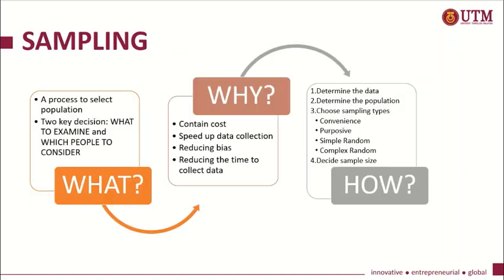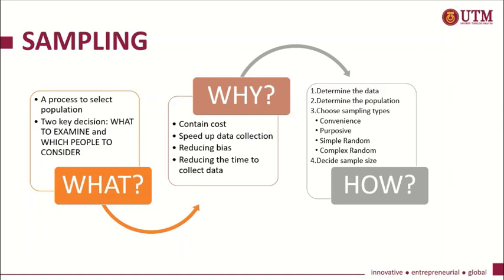Sampling is a process to select a population. Population can be defined as a group of individuals who have a common characteristic. Before that, you need to justify what exactly you want to examine and who the people you want to consider. We need to conduct sampling in order to decrease cost and time spent for data collection and at the same time reduce bias since the population that we have is significant to our project.